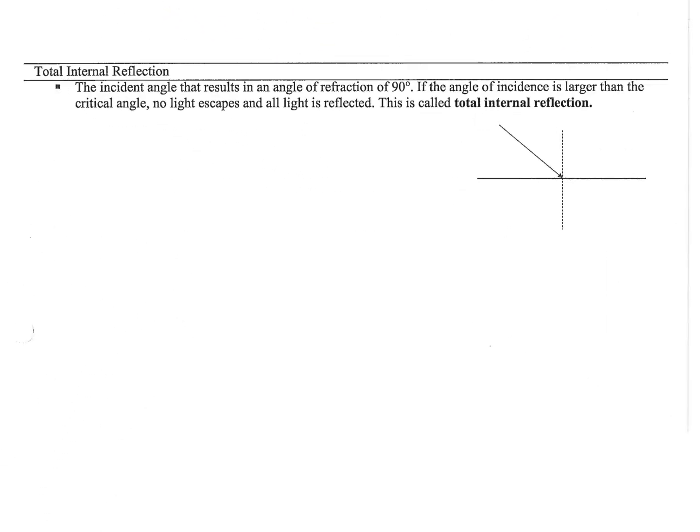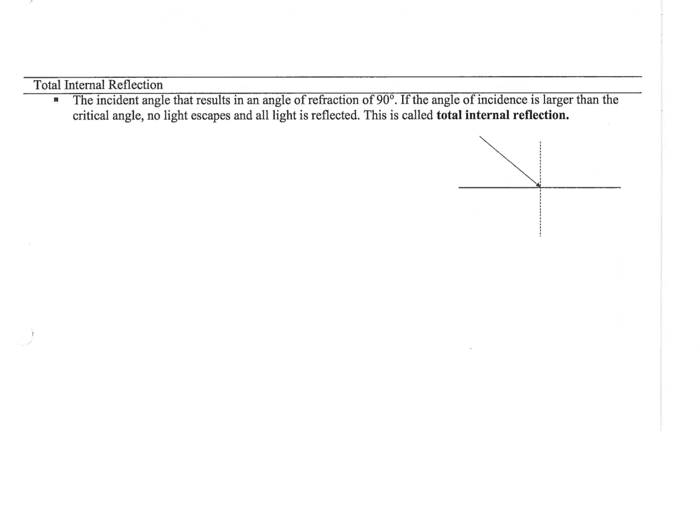All right, total internal reflection. Here we go. This is what we're talking about, total internal reflection. This is that critical angle that we were talking about. Incident angle that results in an angle of refraction of 90 degrees. If the angle of refraction is 90 degrees, guys, that means what? As it comes in, okay?